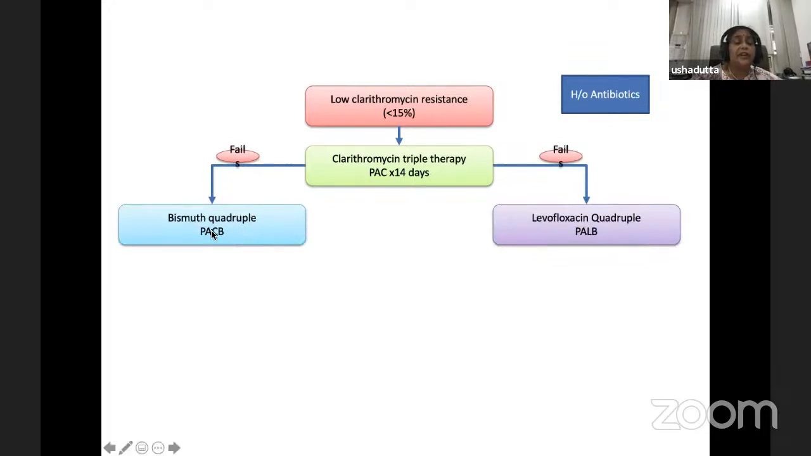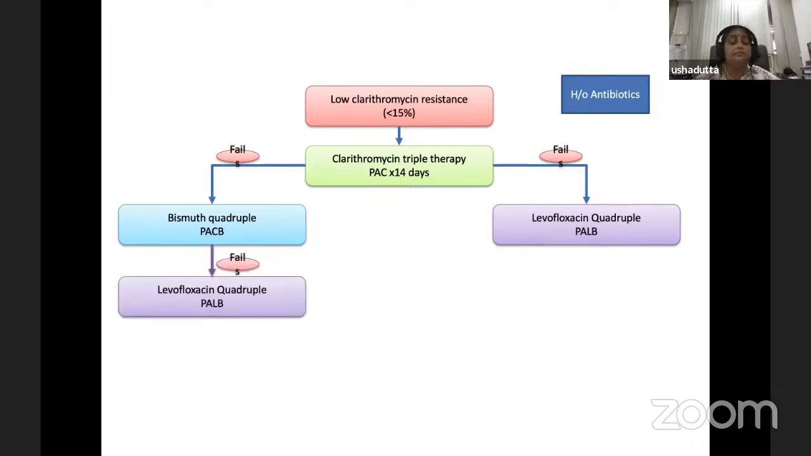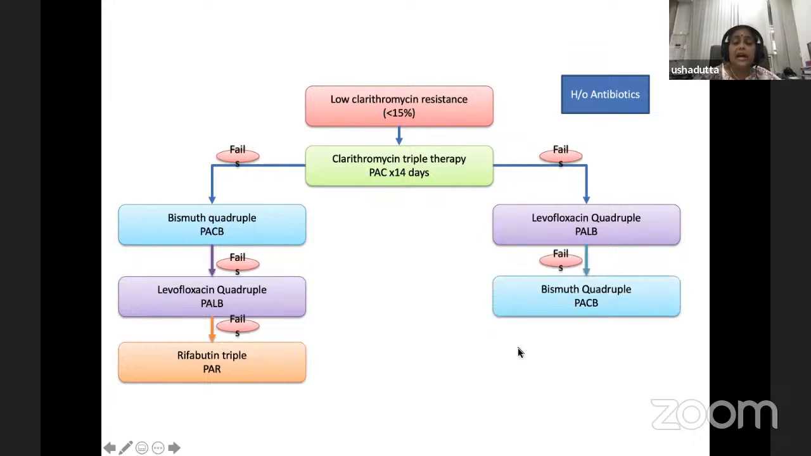If this regime fails, you can shift to bismuth-based quadruple therapy, that is PPI, amoxicillin, clarithromycin, and bismuth. And if this fails, the other option we have is levofloxacin quadruple therapy, which has PPI, amoxicillin, levofloxacin, and bismuth. If one fails, you give the other, and if both of them fail, then you give rifabutin-based triple therapy in these patients.